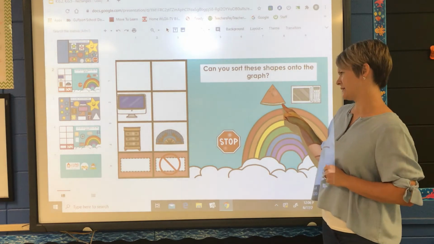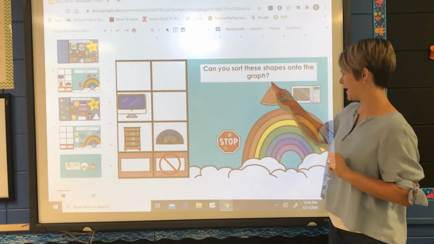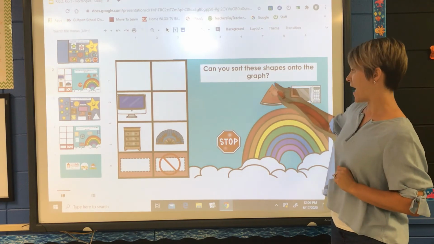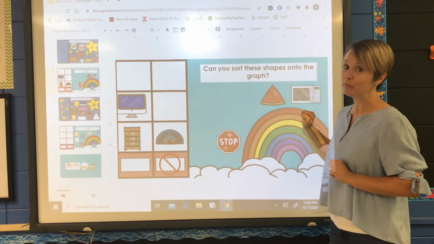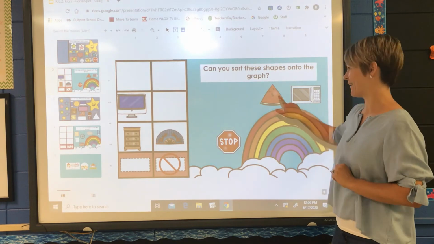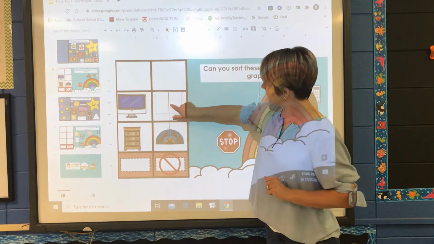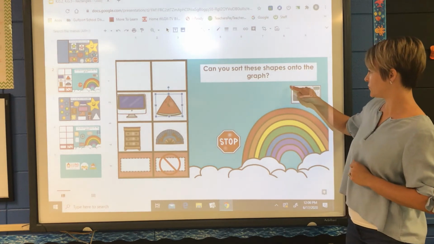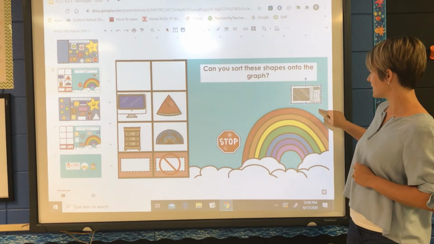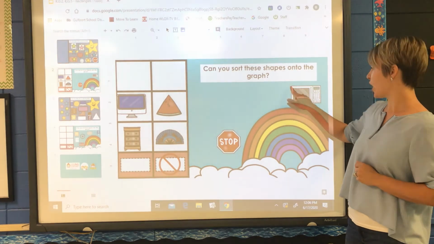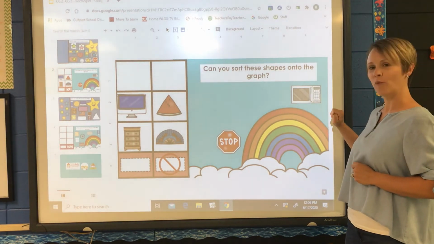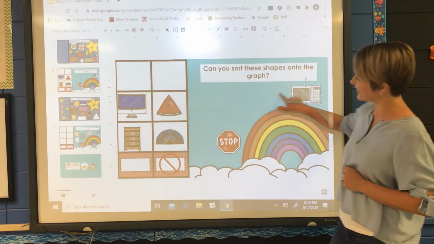This watermelon slice, he only has 1, 2, 3 straight sides and 1, 2, 3 points. He's not a rectangle at all. There's the microwave with 2 short sides and 2 long sides. 1, 2, 3, 4 points. That's a rectangle.